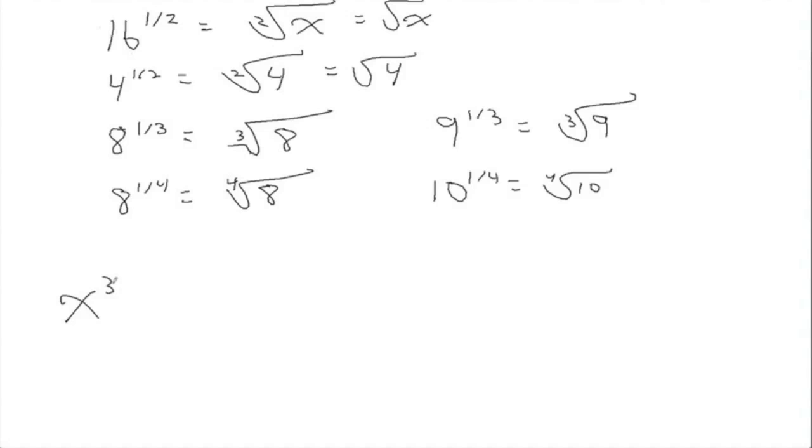Well, it means x is going to multiply by itself 3 times. That's right. It means x times x times x. Or what does x to the fourth mean? X times x times x times x.